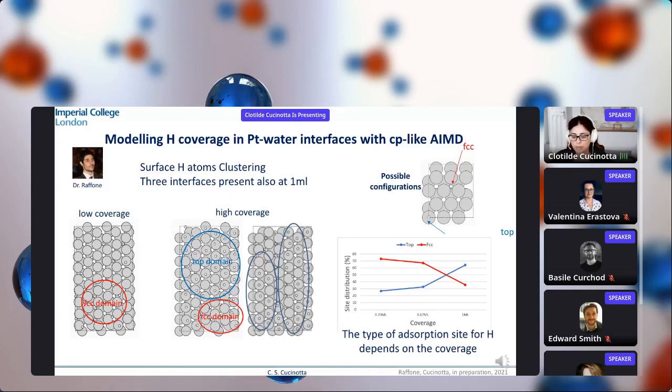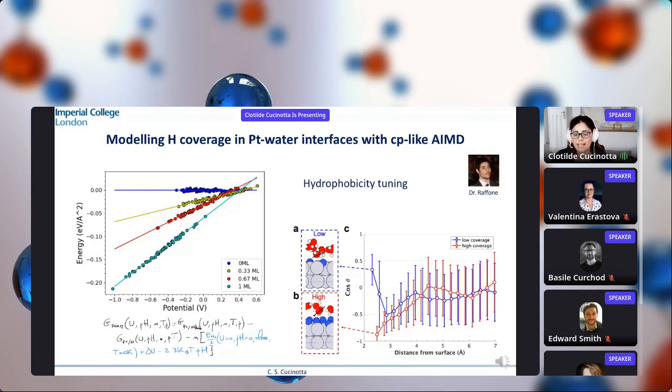Studying the coverage effect around the potential of zero charge, we realized that the water arrangement around the potential of zero charge changes because the coverage changes, and so different types of water arrangement and different surface dipoles can be induced by sweeping through the potential of zero charge. This can help interpret some anomalies in the capacitance at the potential of zero charge.